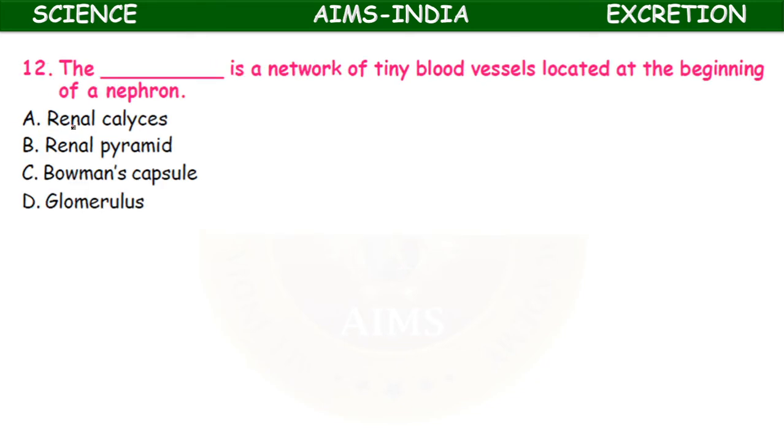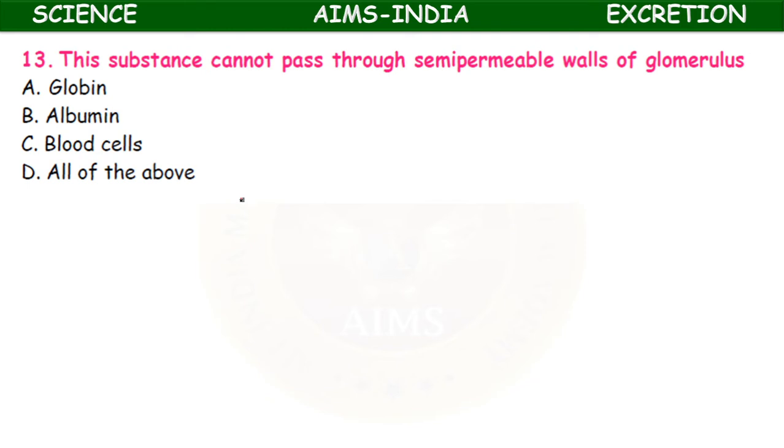The dash is a network of tiny blood vessels located at the beginning of a nephron: renal calyces, renal pyramid, Bowman's capsule, glomerulus. It is the glomerulus, a network of tiny blood vessels. The afferent arteriole, a renal arteriole, will form the glomerulus.